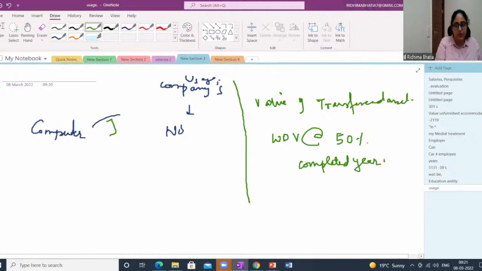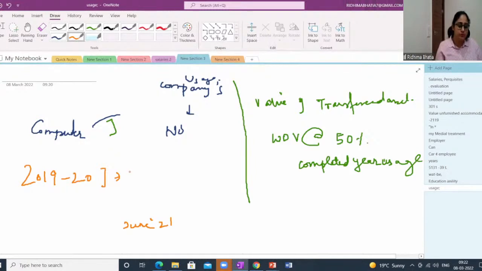Ma'am, please explain. Yes, just 1 second. It's simple. If the company purchased the computer, listen carefully please. The company purchased the computer in 2019-20. And now in June 2021, the computer was transferred to you. In June 2019-20 they took the computer for 40,000. Let's talk about a laptop, okay?